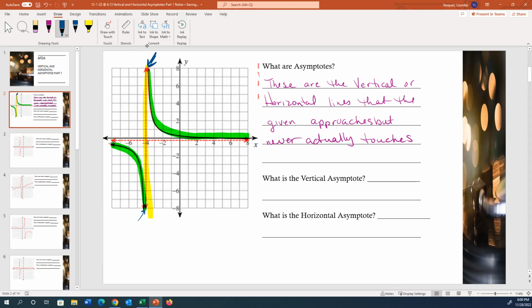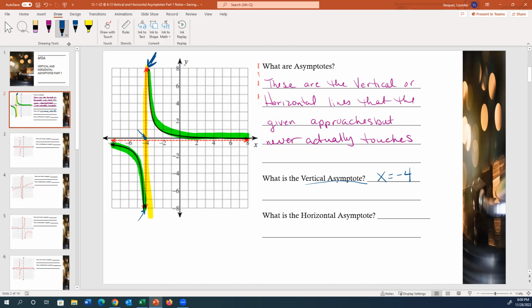So how do we know how to name it? What is the vertical asymptote here? Well, you want to see where it crosses the axis. So this particular line crosses the axis right here at -4. So this is x equals -4. So x equals -4 is the line it does not touch.